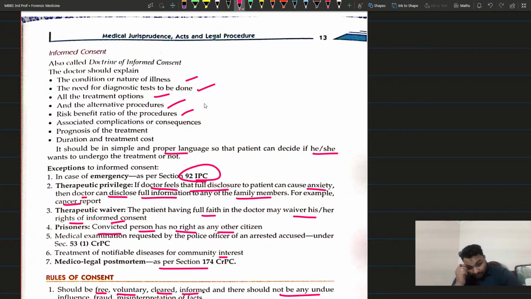Associated complications or consequences, prognosis of the treatment, and duration and treatment cost. It should be in simple and proper language, so the patient can decide if he or she wants to undergo the treatment or not. It is up to the patient to undergo the treatment or procedure.